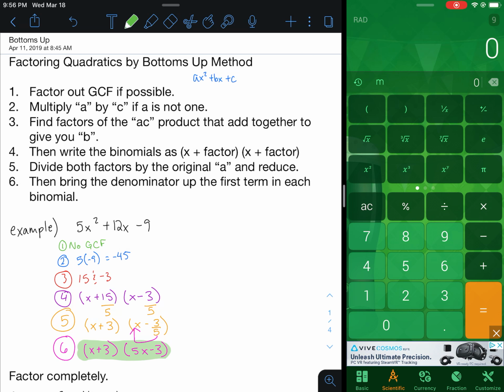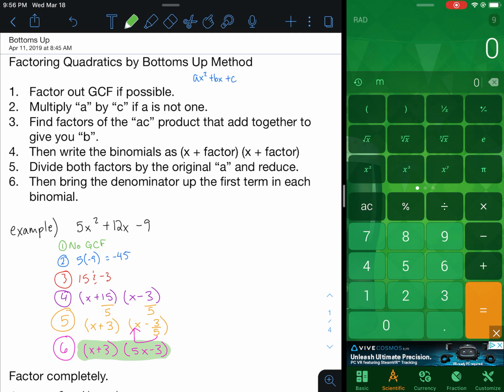Hello, good morning. Today we're going to be factoring quadratics in the form of ax squared plus bx plus c. So the same form as we did yesterday, except instead of using factoring by grouping, I'm going to teach you another method called bottoms up. These are the two methods that I would recommend anytime that you have a value in front of your x squared term other than 1.